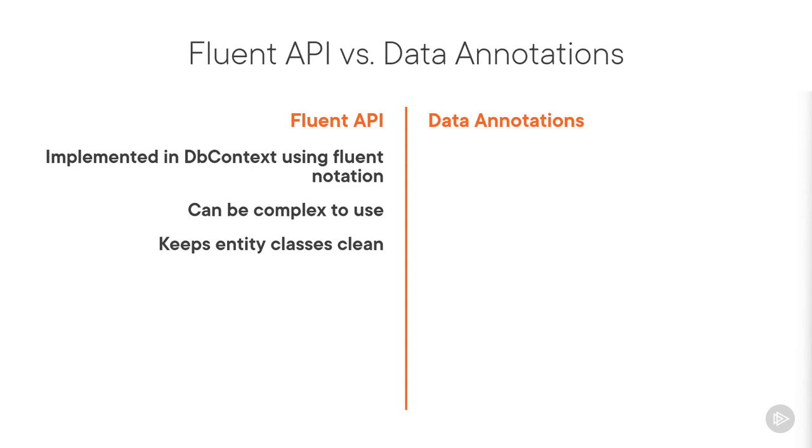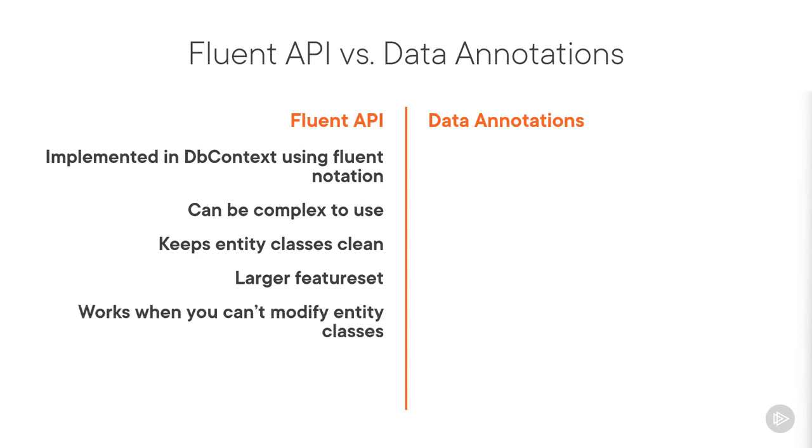The Fluent API also exposes a larger feature set than what is available using data annotations, and it can be used to set up a wide array of details regarding our entity classes, such as granular setup of relationships, mapping inheritance, and several other features that are not available using data annotations. Also worth noting is that the Fluent API allows us to work on classes that we might not otherwise be able to modify. For example, if they are being worked on by a different team or are defined in a library that we simply do not have access to modify.